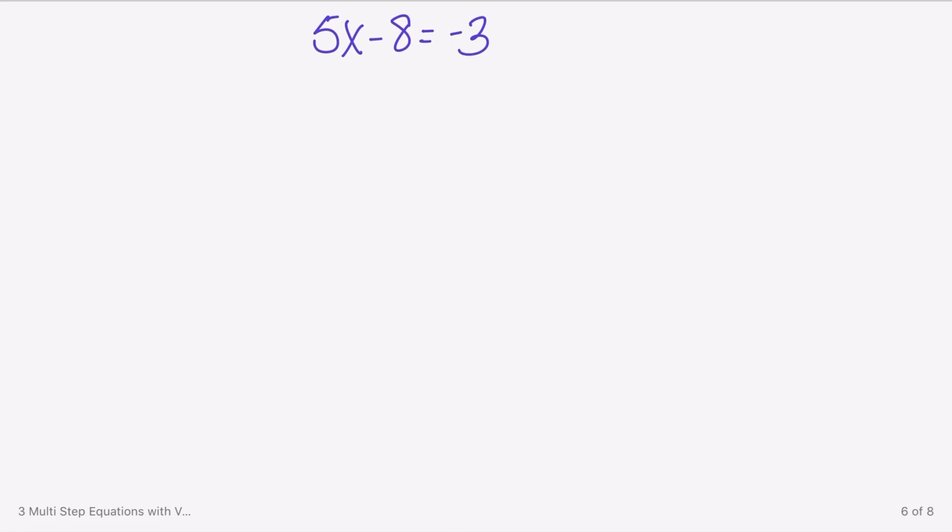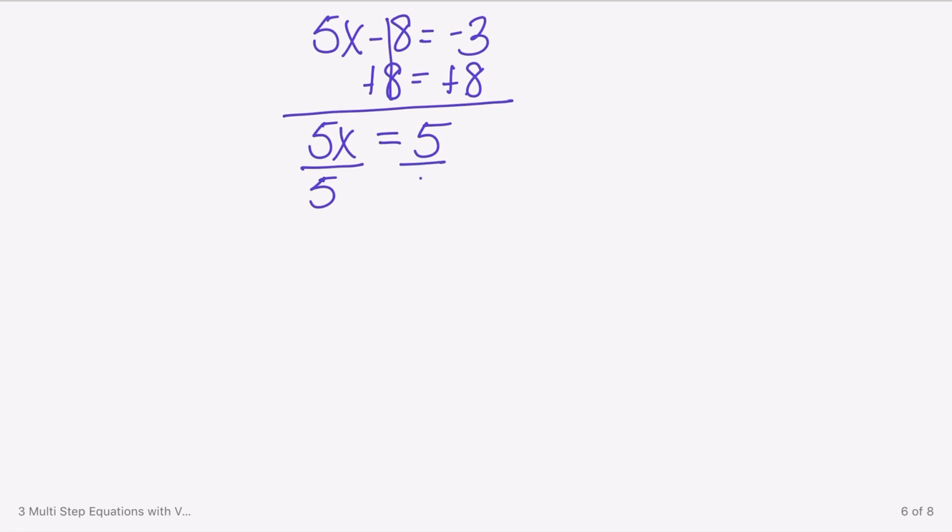Now I'm going to do the opposite of minus 8, and I'm going to add 8 to both sides. So I get 5x, minus 8 and plus 8 will cancel, and I have negative 3 plus 8, which is 5. Now I need to divide both sides by 5, and then I get x equals 1.